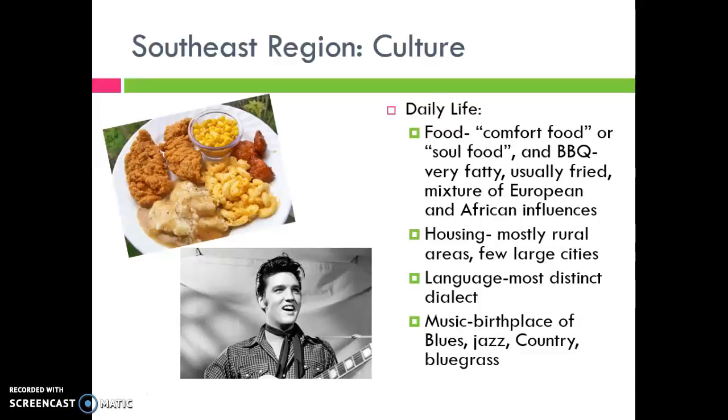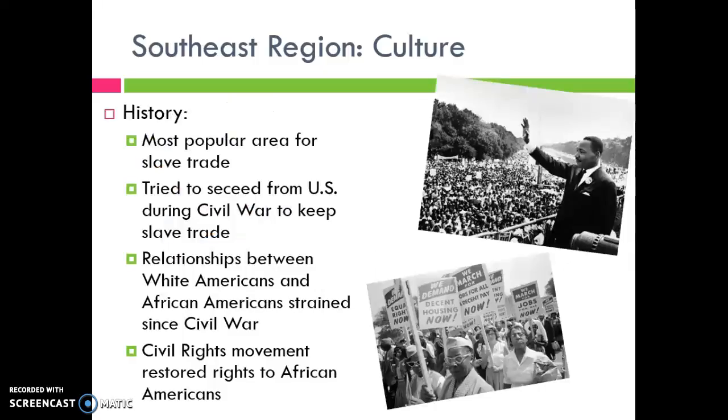And as far as language goes, this is like the most distinctive dialect. Remember, we talked about how in the South, if you were surprised by something, you would say something like slap your grandma or something silly like that, which sounds weird to us, but it's a very unique form of English that they speak there. This is also a rich history of music. You can see Elvis down at the bottom here. This is kind of where Elvis made his start. This is also the birthplace of jazz, country music, bluegrass, and the blues as well.